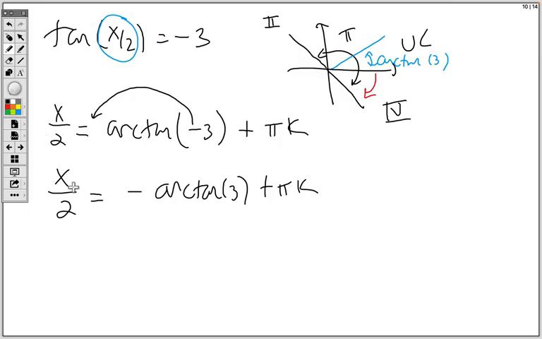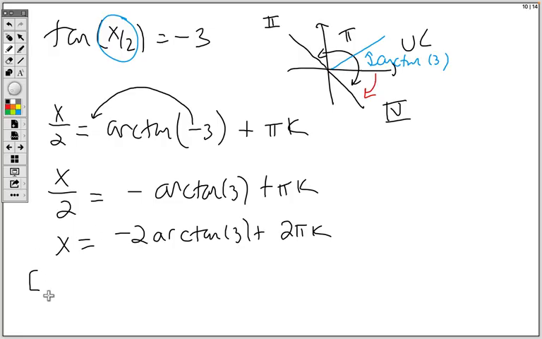Once again, to solve for x, I'd have to multiply both sides of the equation by 2. So I'd have to distribute and multiply each term here by 2. So I'd have negative 2 arctangent of 3 plus 2 pi k. And now I have to figure out which of these is going to live between 0 and 2 pi. So this is where it can get a little dicey. This is where you might want to use decimal approximations to help you.